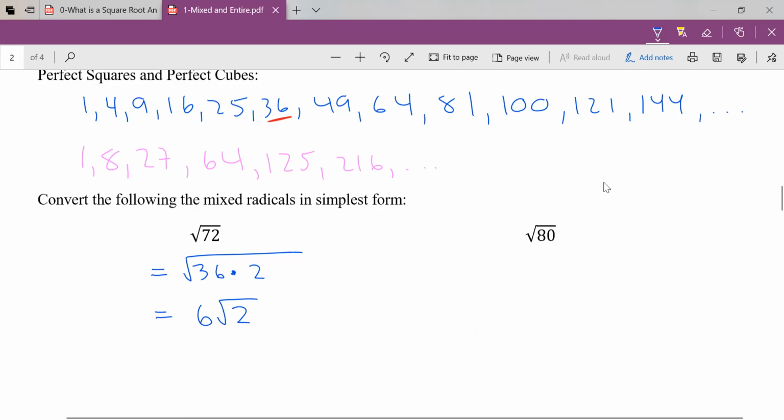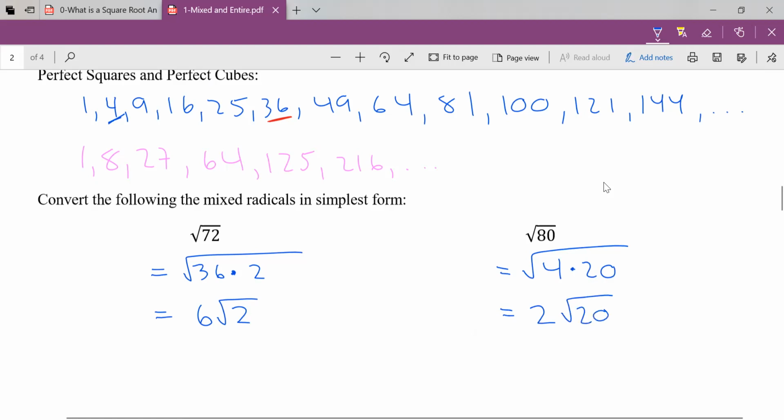Let's try square root 80. Okay, square root 80. So I say to myself, what's a really large perfect square that's a factor of 80? Well, the only one I can see is 4. So I rewrite 80. I'm just changing how it looks. I'm not changing what it's equal to. That's 4 times 20. I can say to myself, the square root of 4 is 2. And the square root of 20, I don't know.